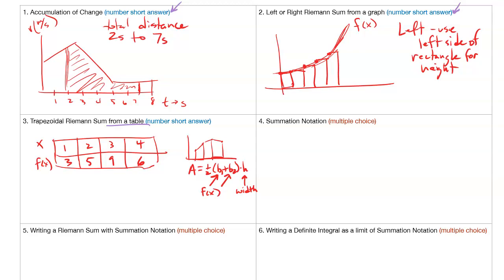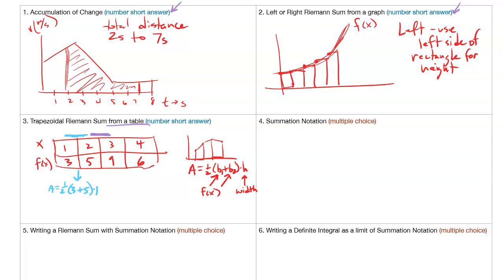So our first trapezoid would be from 1 to 2. I'll try to color code it, see if that makes it easier to look at. So our first trapezoid would go from 1 to 2. And so the area of that first trapezoid would be 1/2. Base 1 is 3. Base 2 is 5. And the distance between 1 and 2 is 1. So that'd be our first answer.